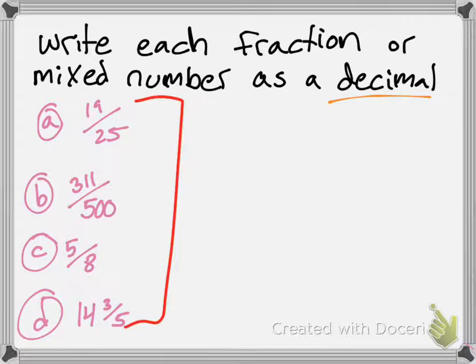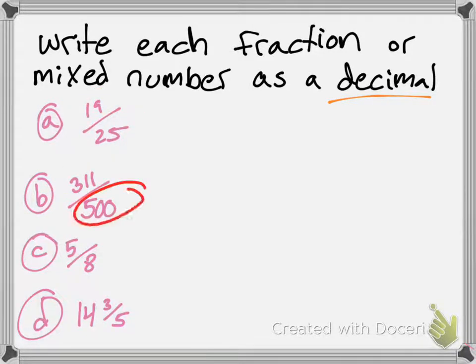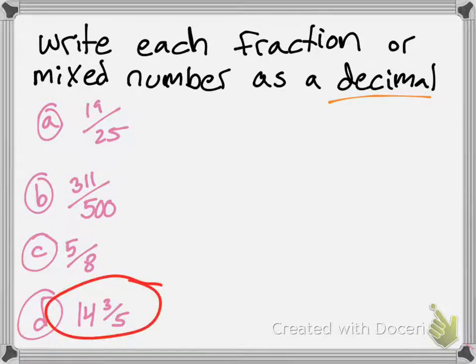That's what you do. So I want you guys to take a little bit of time and do that one. Before we continue, it makes sense. We're going to put the 19 in our box, the 25 outside, the 311 in the box, the 500 outside, the 5 in the box, and the 8 on the outside. What about this? What number is going to go in the box for this one, Lennox? 3.